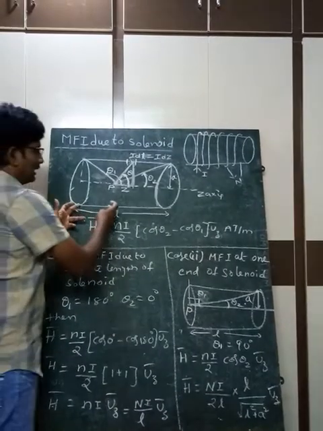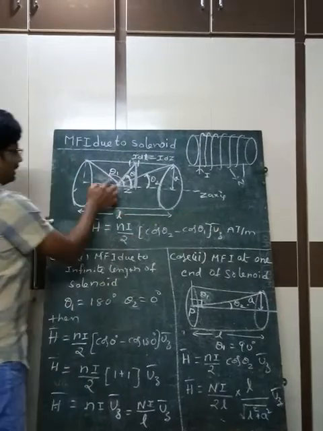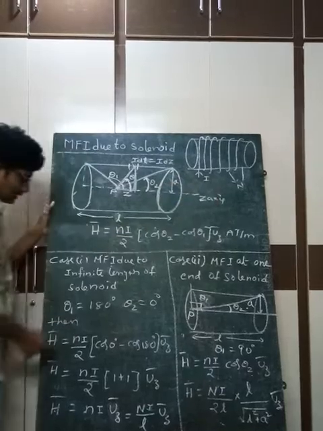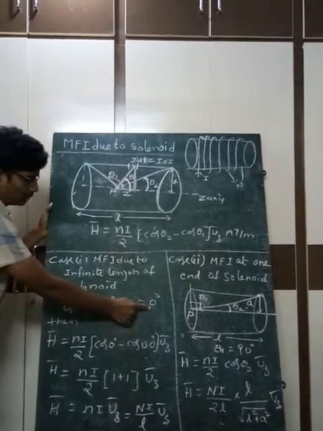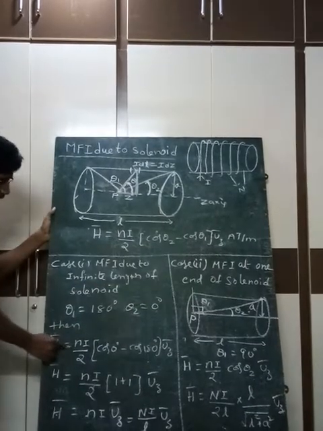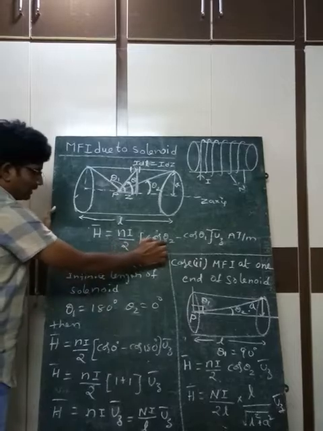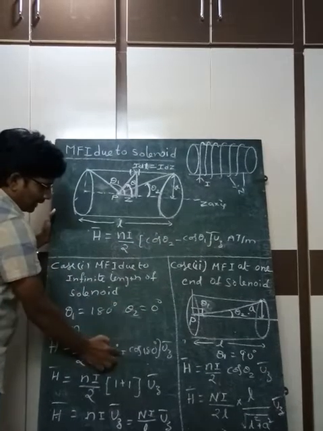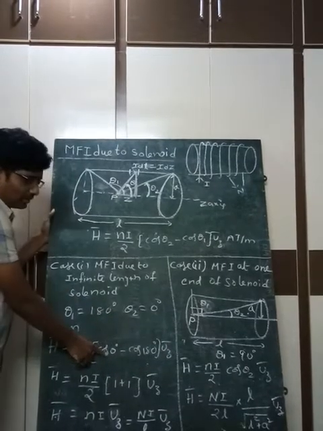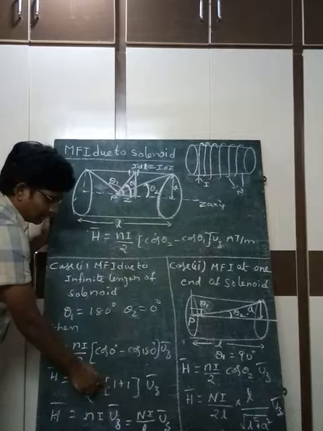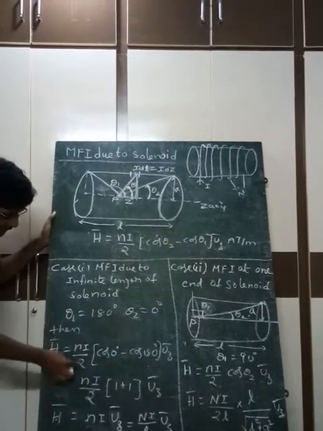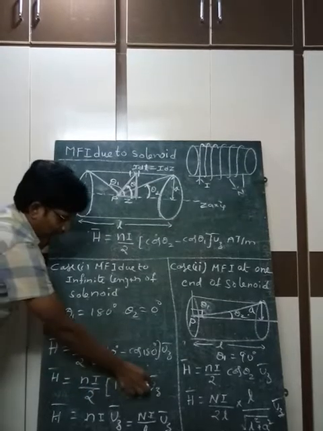If the length of the solenoid becomes infinite, then theta 1 becomes 180 degrees and theta 2 becomes 0 degrees. So theta 1 equals 180 and theta 2 equals 0. Substitute theta 1 and theta 2 in the actual equation, that is H bar is equal to n I by 2 into (cos theta 2, that means cos 0, minus cos theta 1, that is cos 180) into uz bar. And we know that cos 0 means 1, cos 180 means minus 1. So minus of minus is plus 1. So H bar is equal to n I by 2 into (1 plus 1) into uz bar.